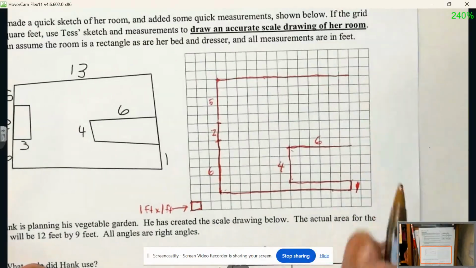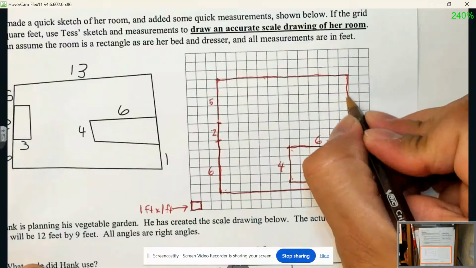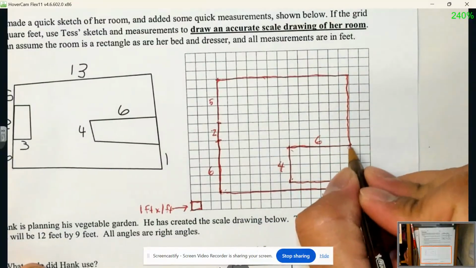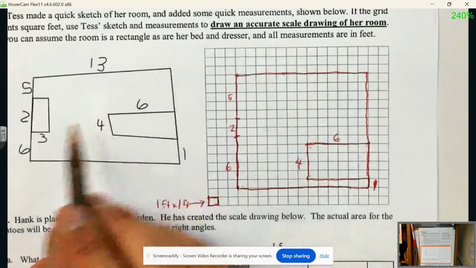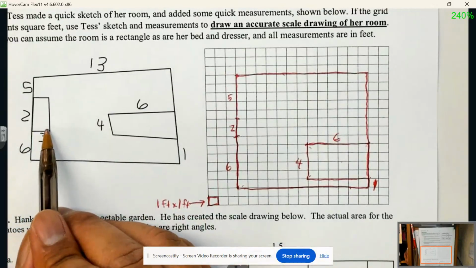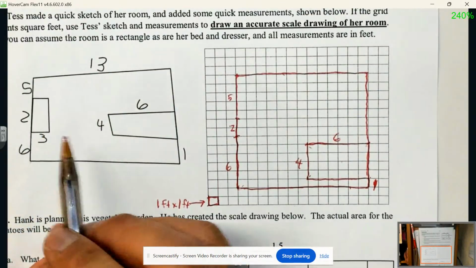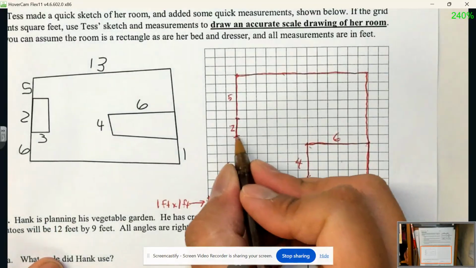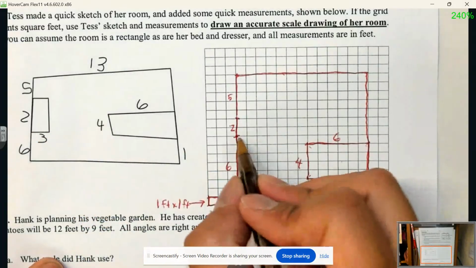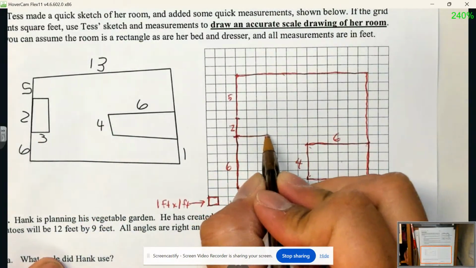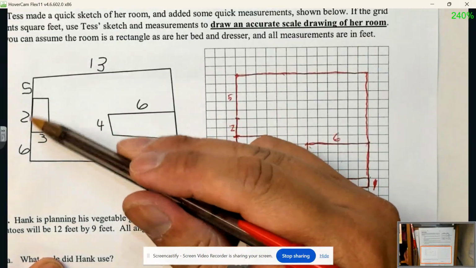And now we're just going to enclose this to make it look a little bit more like a bedroom. Okay, so there's the bed. Now we just need to draw the dresser. The dresser has a length of 3 feet. So after the 6 feet, I'm going to go out 3. 1, 2, 3. And we know the dresser has a width of 2.